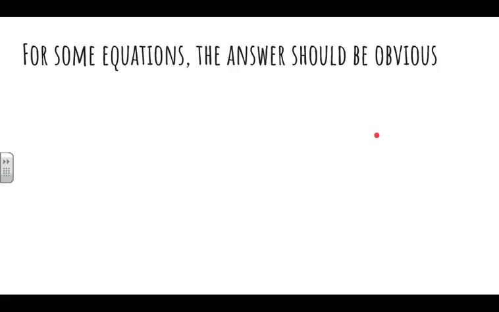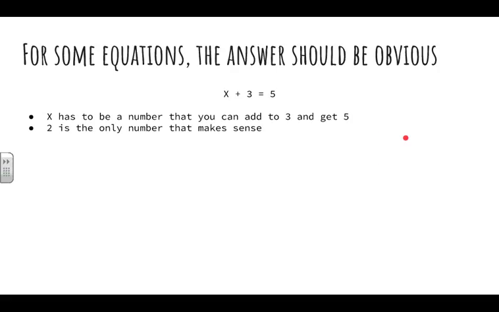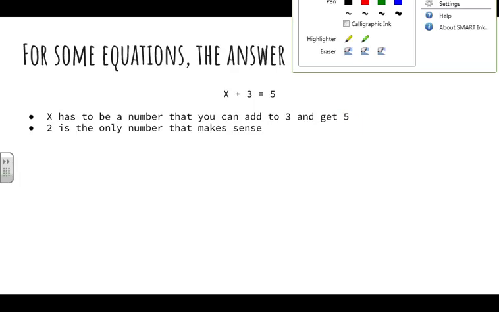For some equations, the answer should be obvious. So an equation like the one you see right here, x plus 3 equals 5. X has to be a number that you can add to 3 to get 5. 2 is the only number that makes sense. So we would say here that x equals 2.